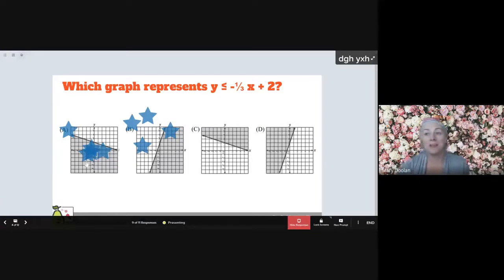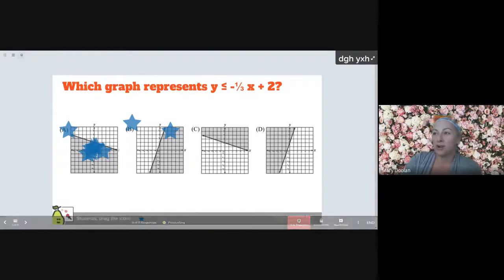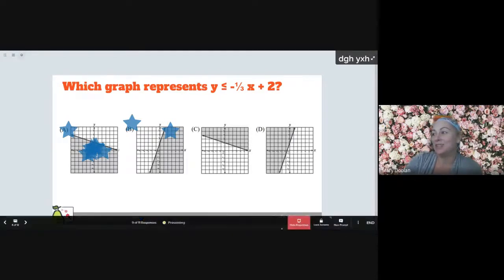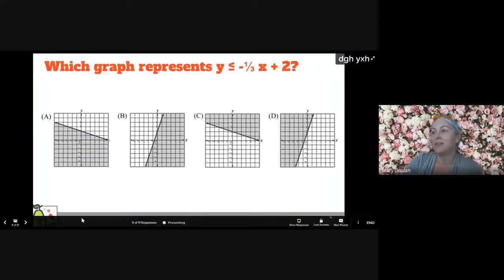My only option here is A. A is the correct answer. All right. So if you have your star on B, you can move it back to A, because A is the correct answer. All right, I'm going to hide your responses, and we're going to try another one of these.